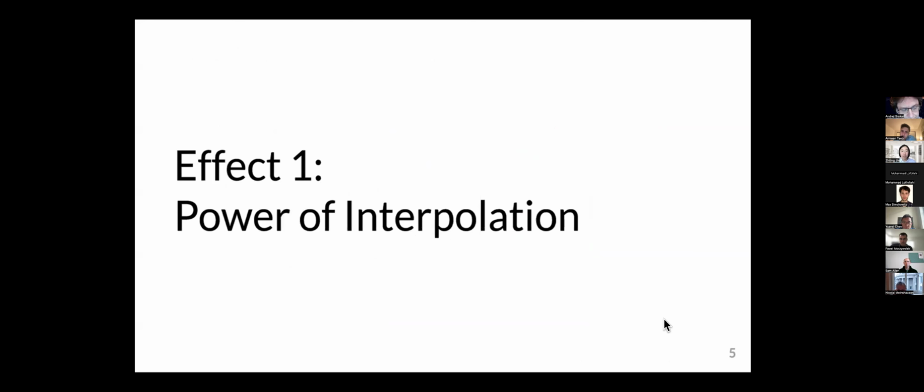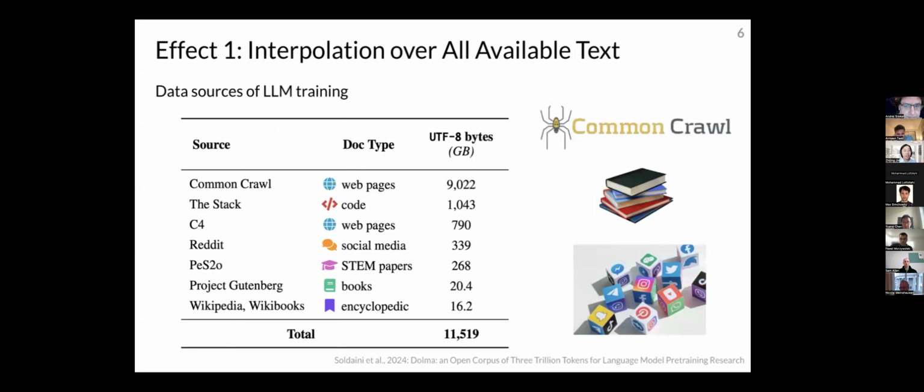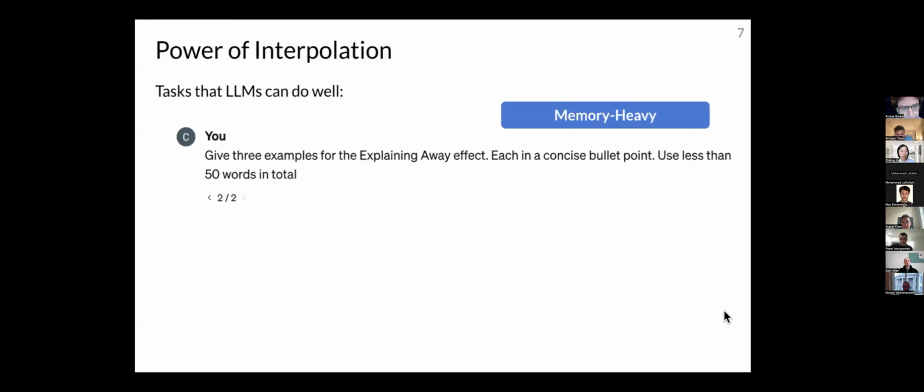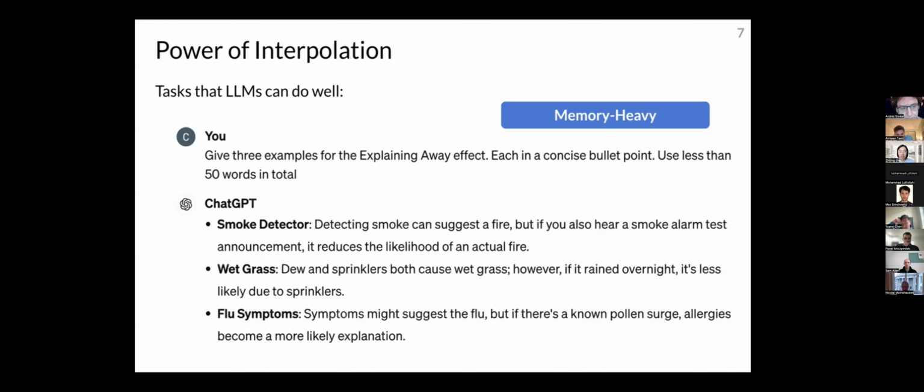So diving into the first part, the power of interpolation. As we mentioned, LLM success lies in including all possible training data from web pages to code, social media, papers, books, and so on. Based on this, we will be able to see certain behavior of LLMs. For example, when I queried the model last weekend, "Please give me three examples of the explaining away effect," it answered with things that are pretty reasonable to me, like the smoke detector example, the wet grass example, the flu symptoms example, and so on. I would trace the success of such an answer to the fact that these examples are probably somewhere on a website or in books. So it's the memory-heavy ability of LLMs that made them succeed in queries such as these.